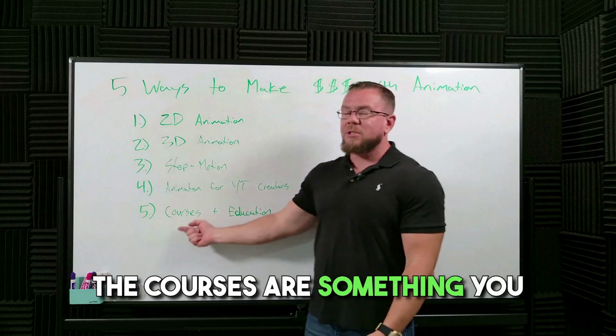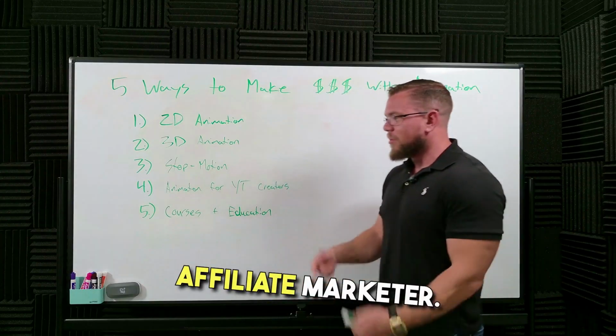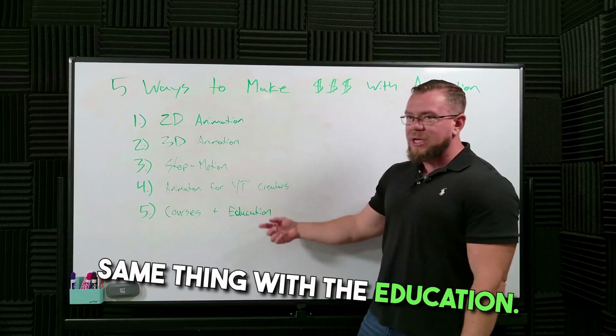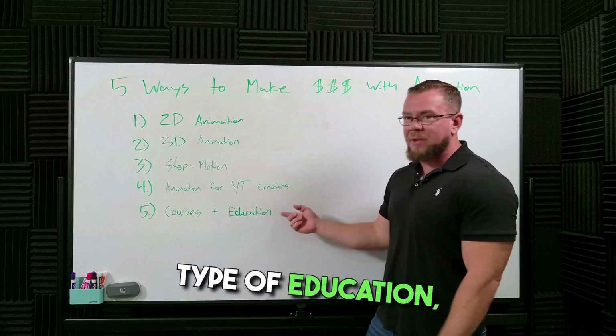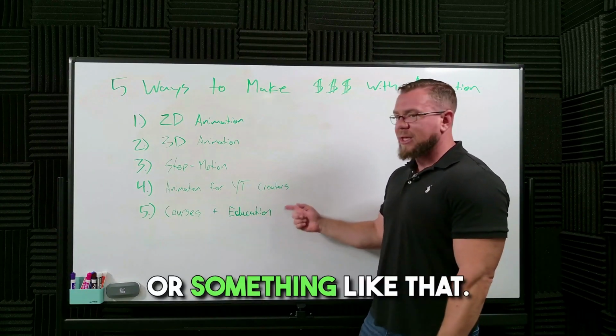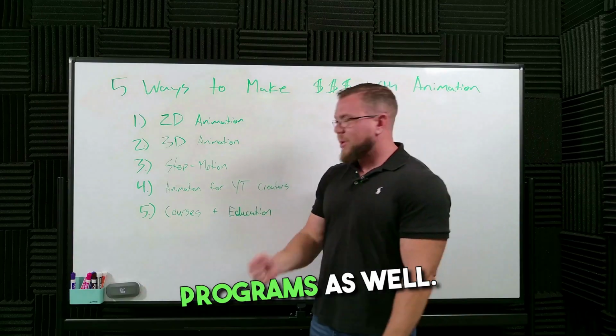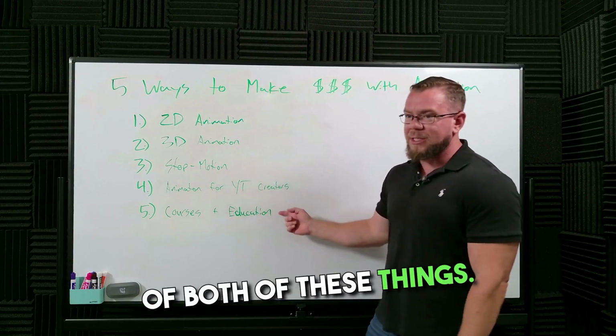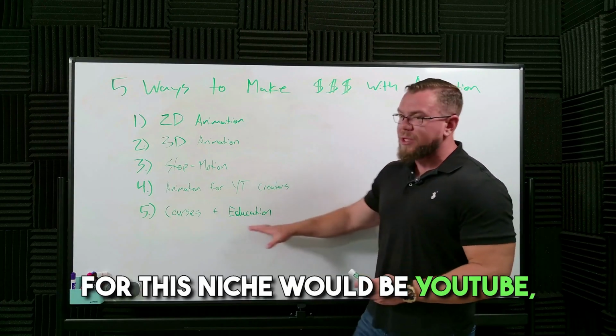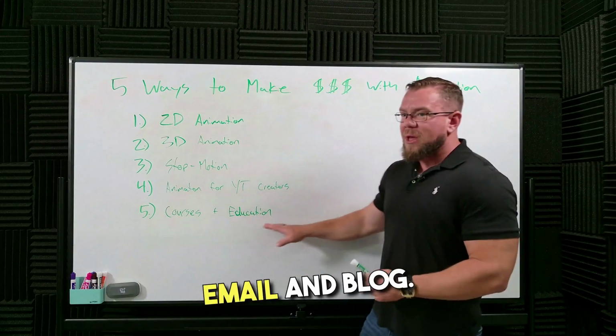And once again, the courses are something you can absolutely sell as an affiliate marketer. Most of them have those available. Same thing with the education. Maybe it's not a course, maybe it's a different type of education, maybe even a conference or something like that. A lot of those offer affiliate platforms as well, or affiliate programs as well. You can make commissions off of both of these things. The best platforms to use for this niche would be YouTube, email, and blog.